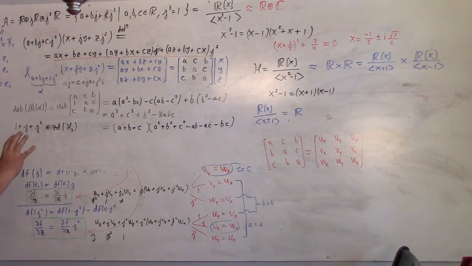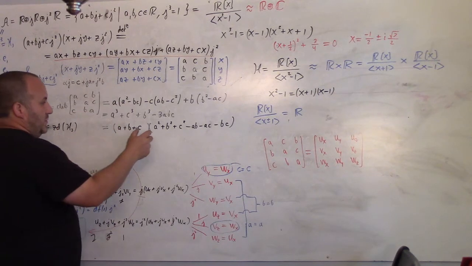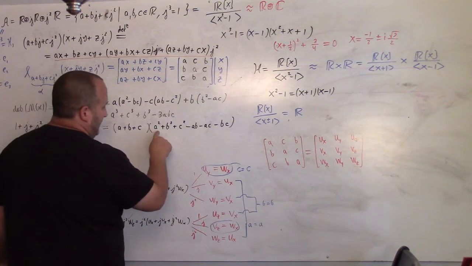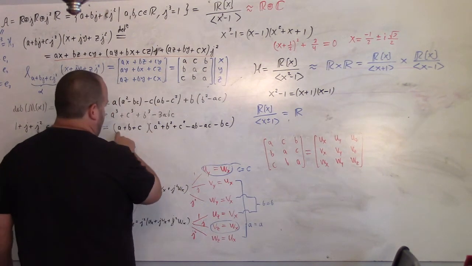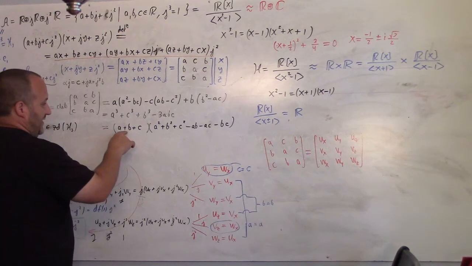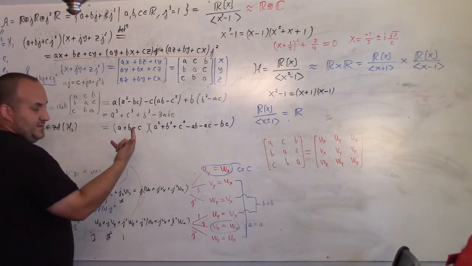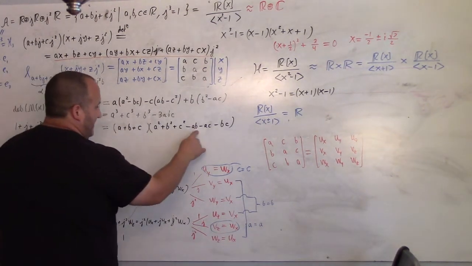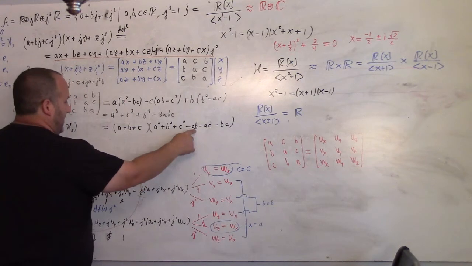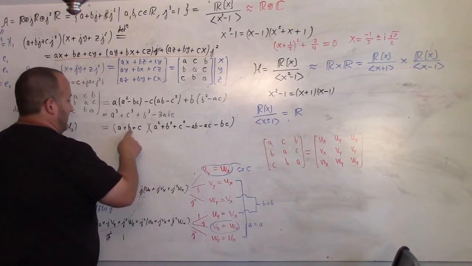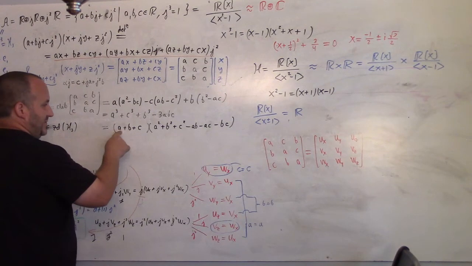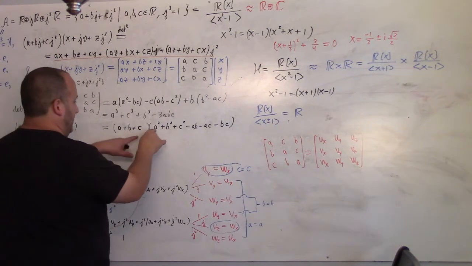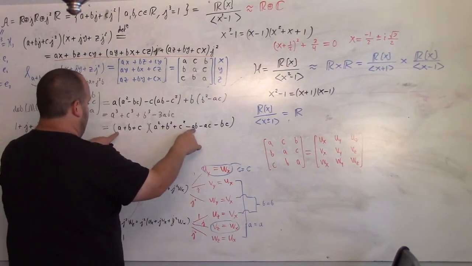And so if you start multiplying stuff out, this gives us a minus a squared b. But then I get a plus a squared b, those cancel. And it gives me minus ABC, great, want that. It also gives me a minus a squared b, and so these two cancel with these.